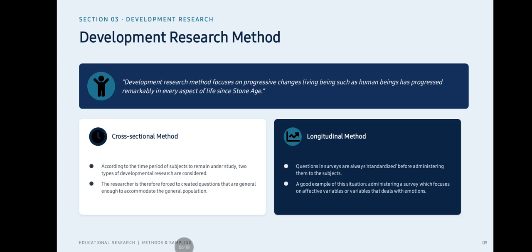We'll go through the third one, that is developmental research method. Developmental research method focuses on progressive changes in living beings, such as human beings, who have progressed remarkably in every aspect of life since the Stone Age. Cross-sectional method. According to the time period of subjects to remain under study, two types of developmental research are considered. The researcher is therefore forced to create questions that are general enough to accommodate the general population.